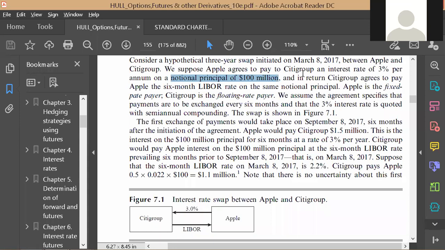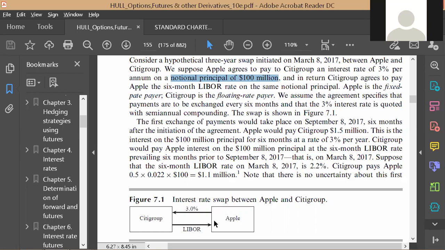Look at this. Apple agrees to pay 3% per annum on a notional principal. Notice that this is a fixed rate. So Apple will pay a fixed rate. And what is Citigroup paying? 6-month LIBOR. Remember that in the diagram they have not shown 6-month LIBOR, but it's actually 6-month LIBOR, as you can see in the example.